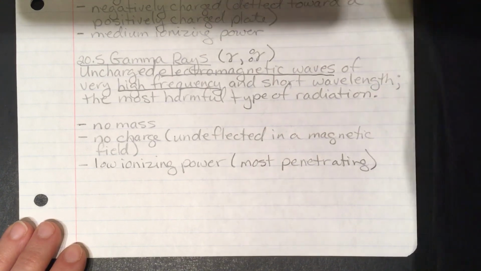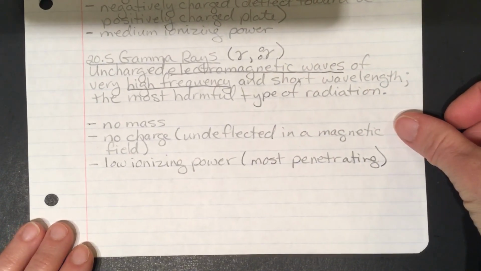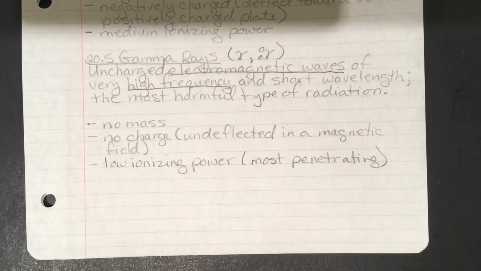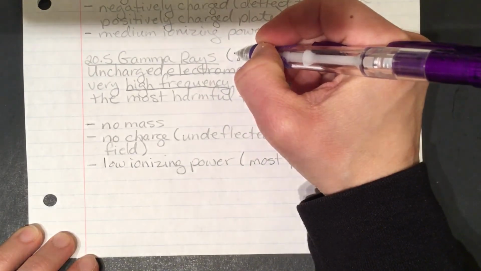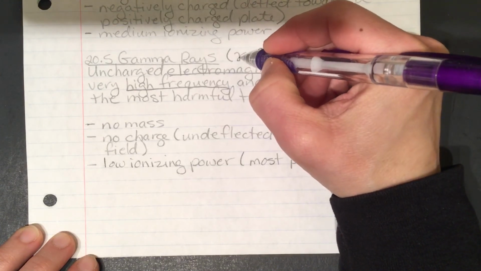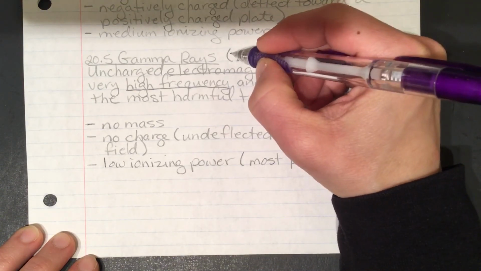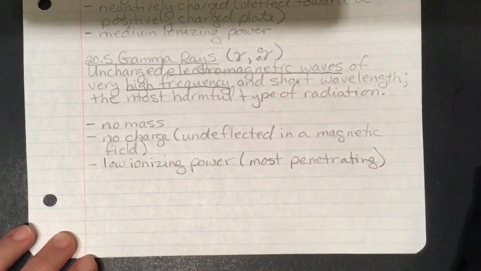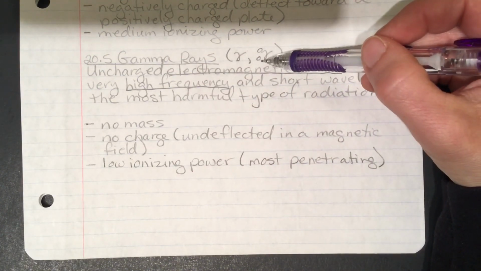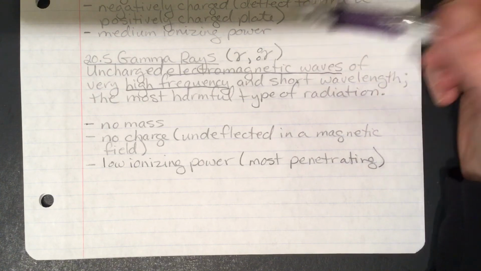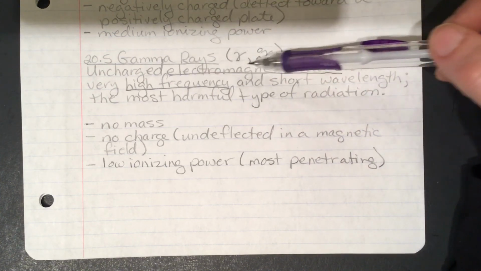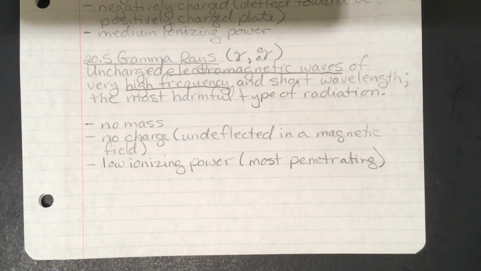The third component of nuclear radiation here is the gamma ray. Here is a gamma. Now, if you were to write this, you start like this and go up like that, okay? It's like this. 0 and 0: no mass, no charge. This is uncharged electromagnetic waves of very high frequency and short wavelength, the most harmful type of radiation.